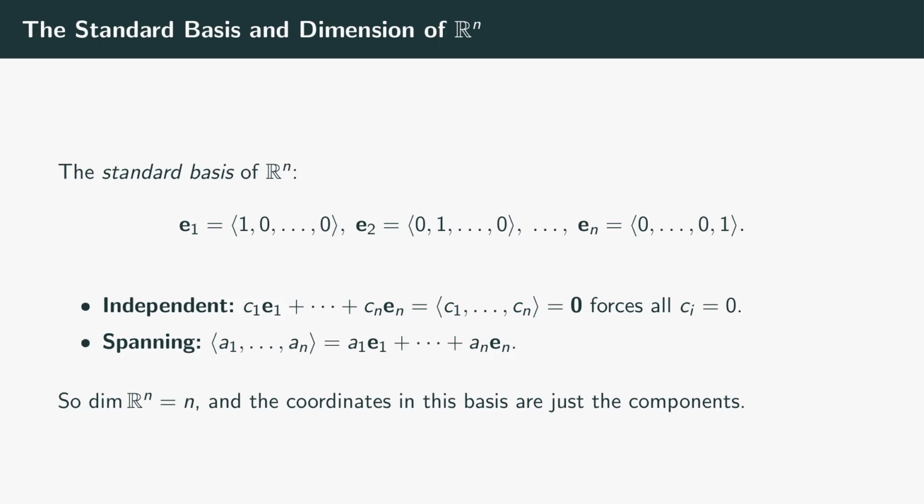Since there are n of them, the dimension of Rn is n, exactly as you would hope. And notice the coordinates of a vector in the standard basis are nothing but its ordinary components. The standard basis is the reason components and coordinates feel like the same thing. In this special basis, they are.